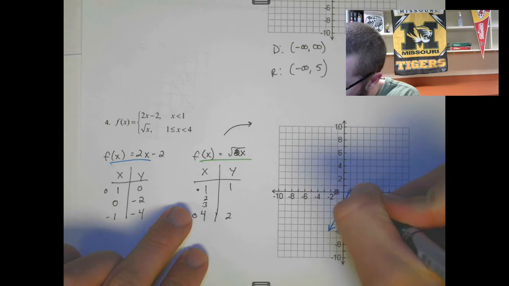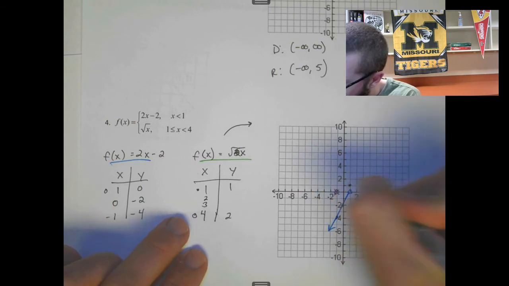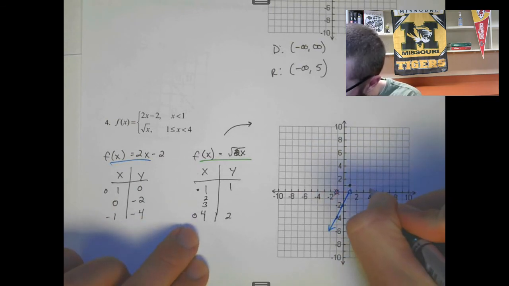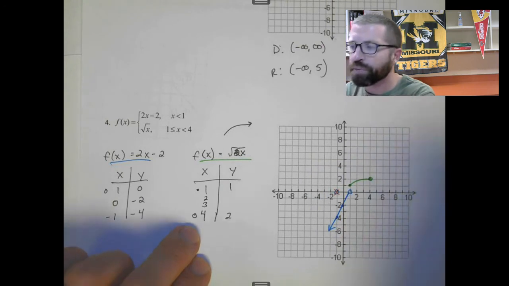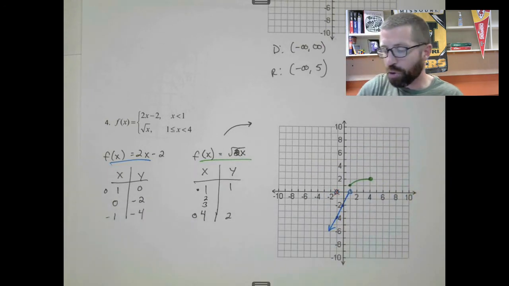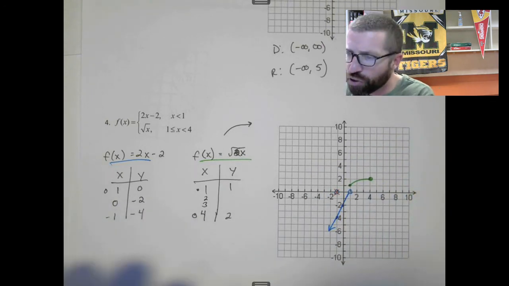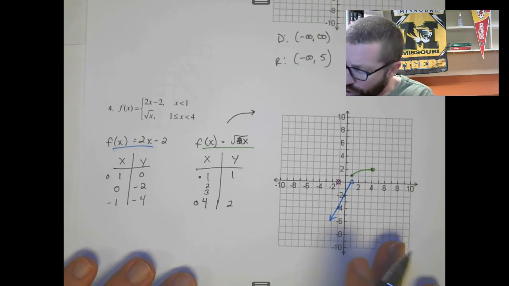The square root of 1 is 1, and that's a closed circle. And then we go over to (4, 2), and that's an open circle. And it's just a curve between the two. So the domain and range on this one.